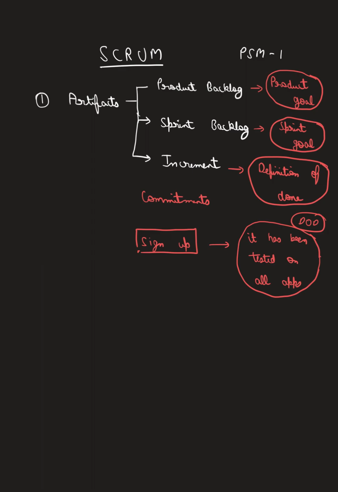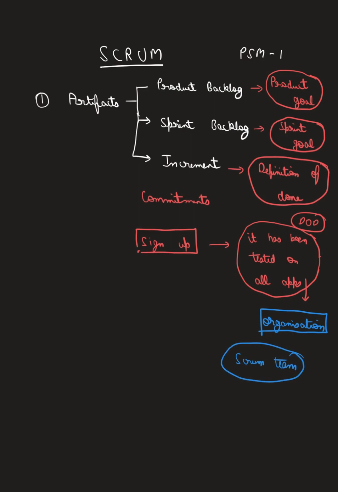And definition of done is usually defined by the organization. It is at the organization level. If it is not defined at the organization level, then mutually it is defined by your Scrum team. You need to keep these things in mind.